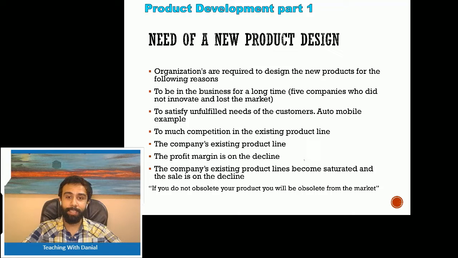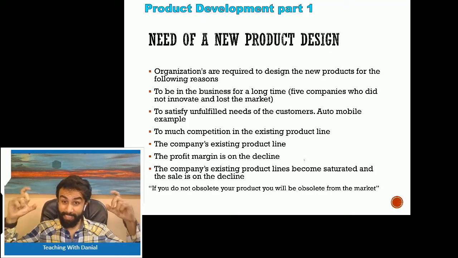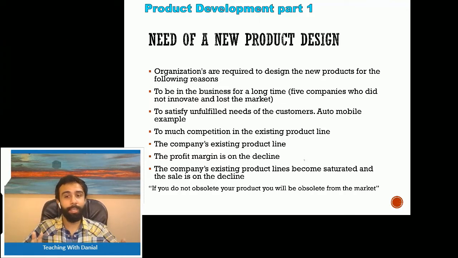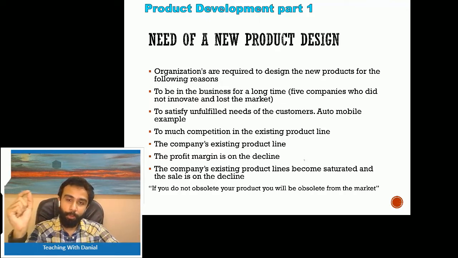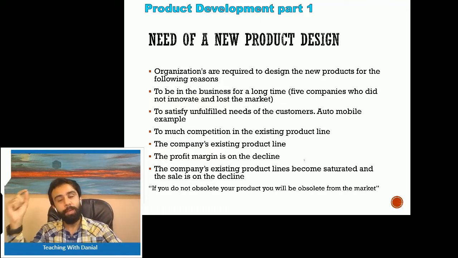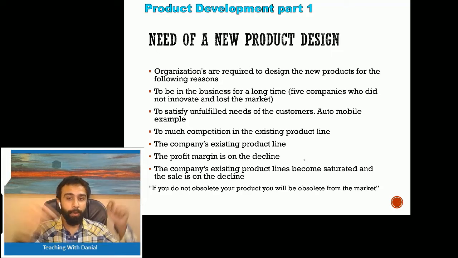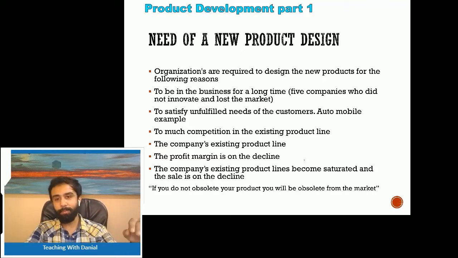Last, if you do not make your product obsolete, you will become obsolete from the market. If you think that your product is satisfactory and selling well, dear, it's not good. One day you will fall. For every rise there is a fall. That means you have to improve, you have to innovate, you have to come up consistently with new product development, because if you do not, your competition will go above you, you lose market share, and you'll be obsolete, and at the end of the day you'll be eradicated from the market.